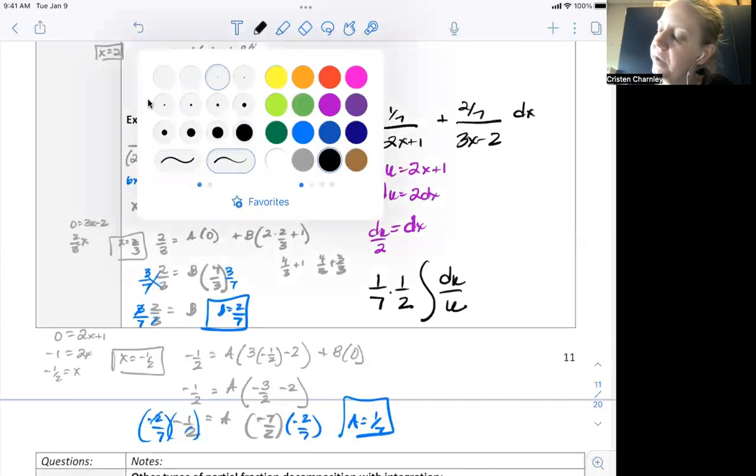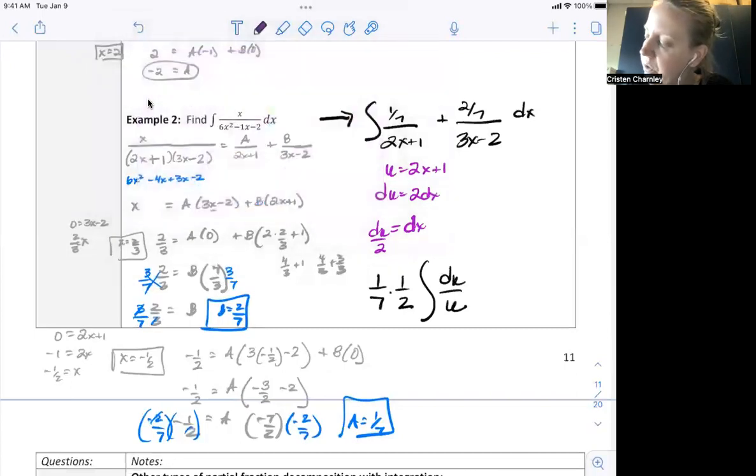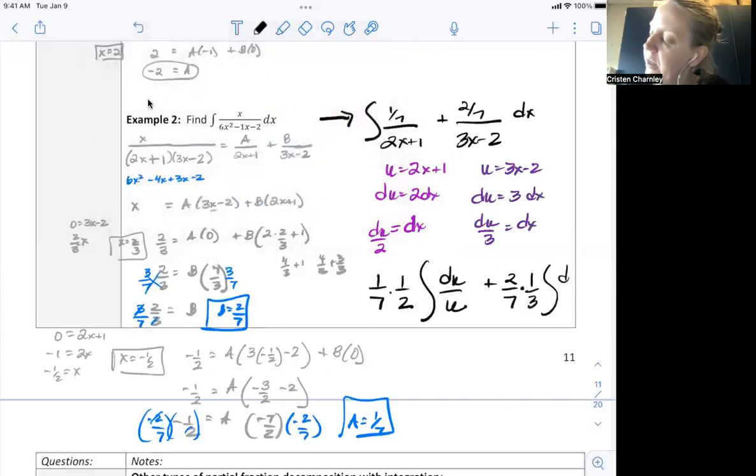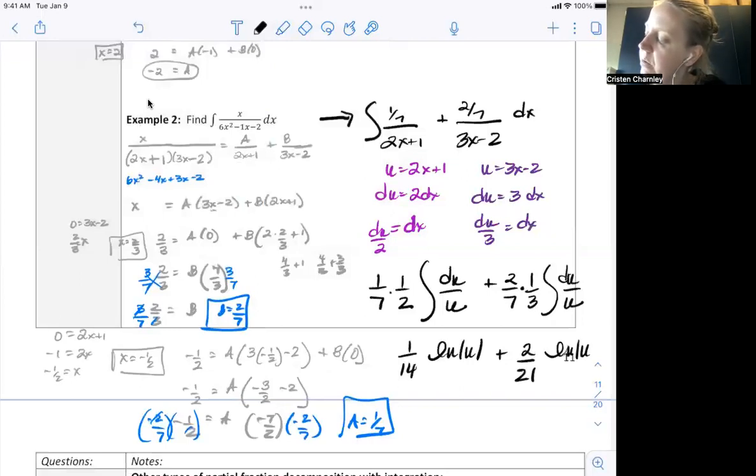The second piece, you're going to have a different u. So this time u is 3x minus 2. The derivative of that is 3 dx. So du over 3 is equal to dx. And when we rewrite the second problem, we have 2/7 in the front. I know there's going to be an additional 1/3 integral of du over u. So 1/14 natural log of u plus 2 over 21 natural log of different u plus c.